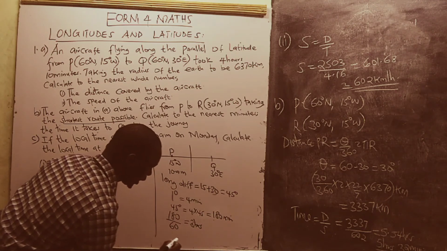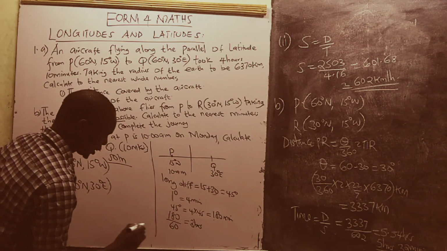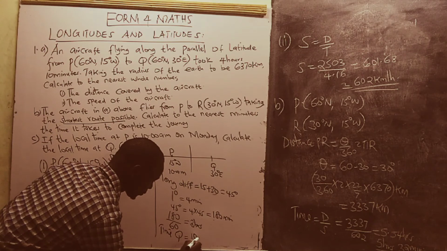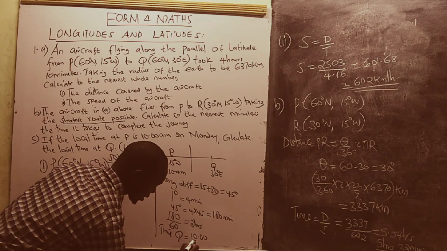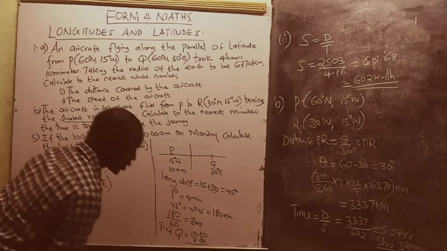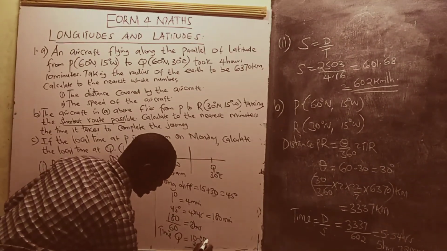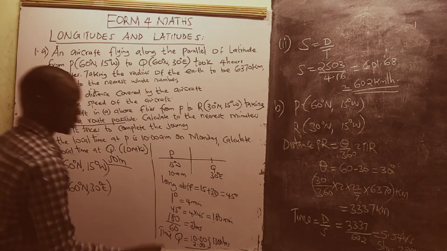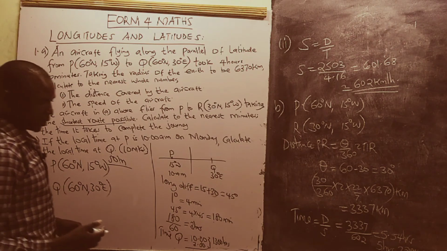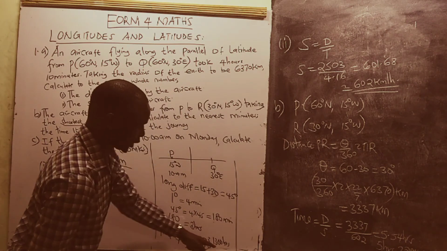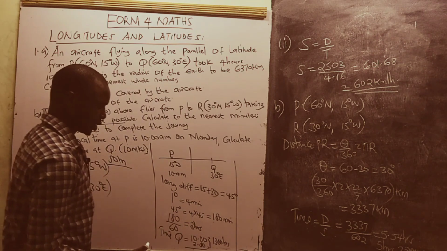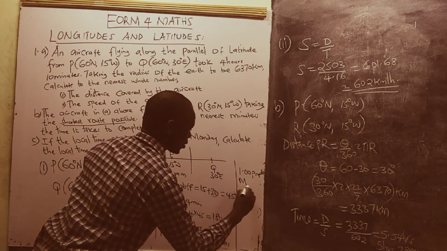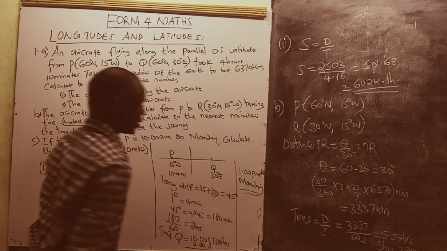And therefore, to get the time at Q, time of Q will be equal to 10 a.m. plus 3 hours, and this is going to give us 1300 hours. Since this is past midday, we take 1300 hours minus 12 hours, and that gives us 1 p.m. the same day, which is on Monday. And that is how that question is done.